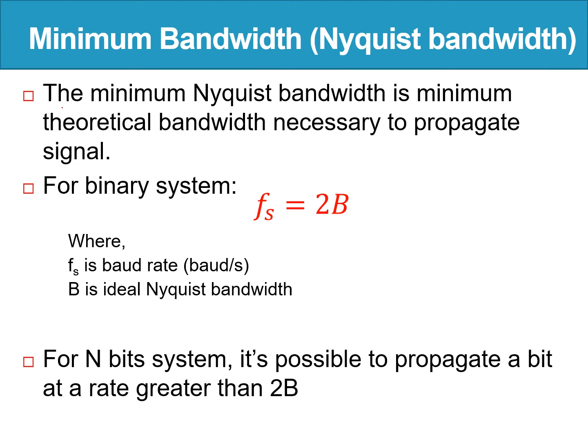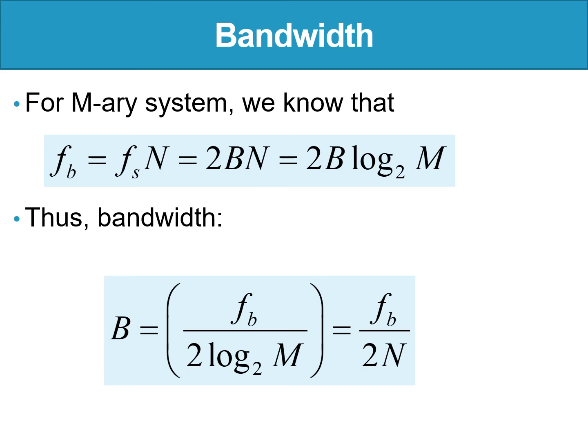So for the minimum bandwidth or Nyquist bandwidth, the minimum Nyquist bandwidth is the minimum theoretical bandwidth necessary to propagate the signal. So here is the equation: Fs is equal to 2B. For an n-bit system, it's possible to propagate at a rate greater than 2B. So for an M-ary system, here is the equation. We just rearrange it for the bandwidth and we will get this equation.